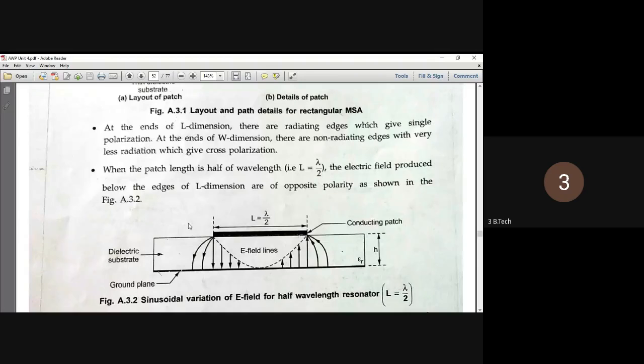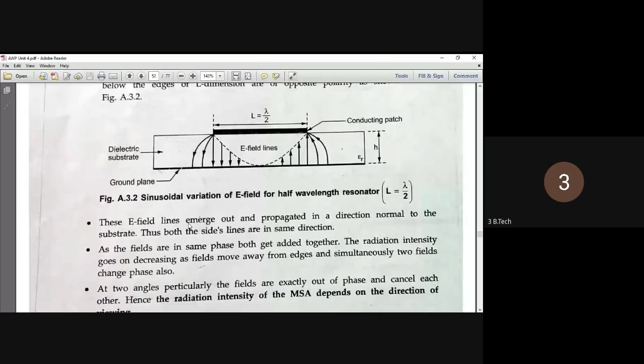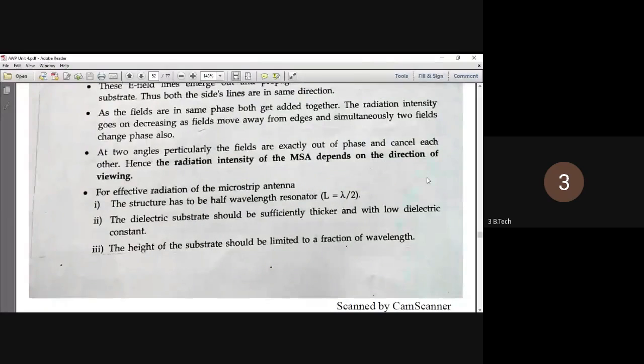The electric field is produced below the edges of the L dimension. The E field lines emerge out and propagate in a direction normal to the substrate board. The E fields are perpendicular, and at the edges the E field lines come out and radiate. Thus both side lines are in the same direction. The dielectric substrate we use is thick but with a low dielectric constant.